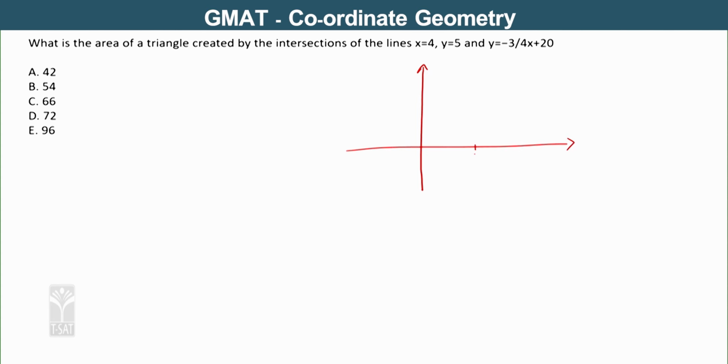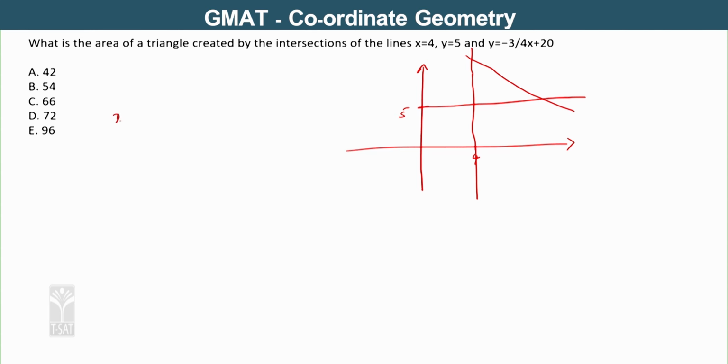You have x is equal to 4, the line x is equal to 4 will be drawn like this, and the line y is equal to 5 will be drawn like that, and y is equal to minus 3 by 4x plus 20 will be like this. It has a negative slope.